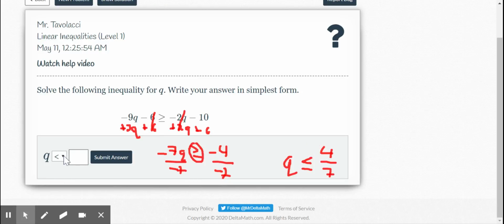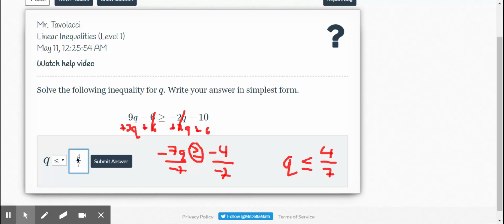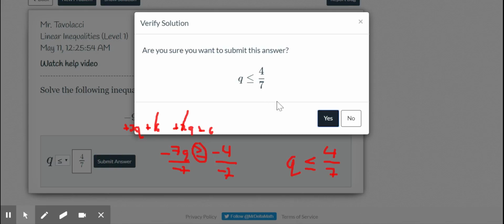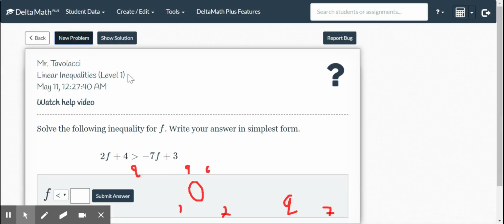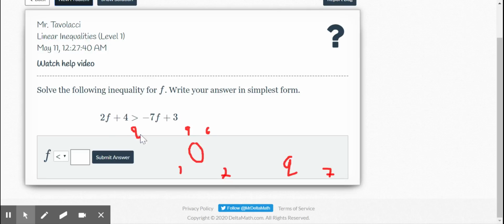+4/7. So I'll go to the drop-down menu. I'll select less than or equal to and do 4/7. Okay, looking good there. Go to the next problem.